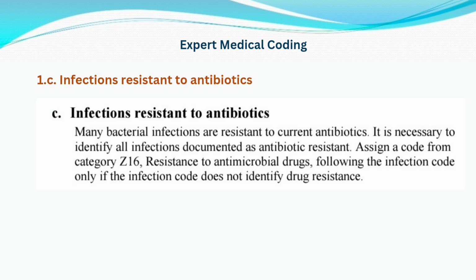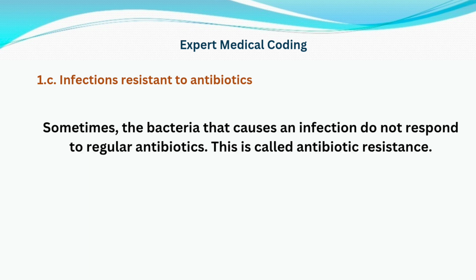Let's move to the next coding guideline, which says infections resistant to antibiotics. Many bacterial infections are resistant to current antibiotics. It is necessary to identify all infections documented as antibiotic resistant. Assign a code from category Z16, resistance to antimicrobial drugs, following the infection code only if the infection code does not identify drug resistance.